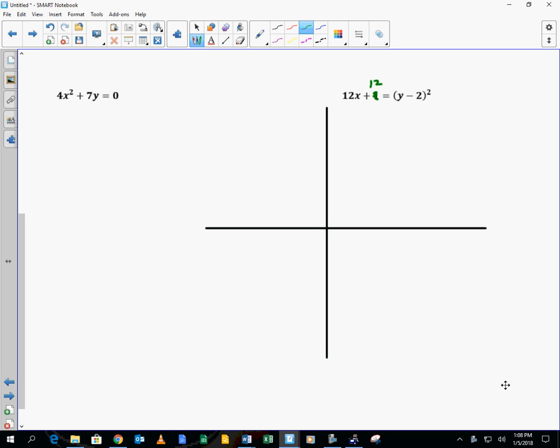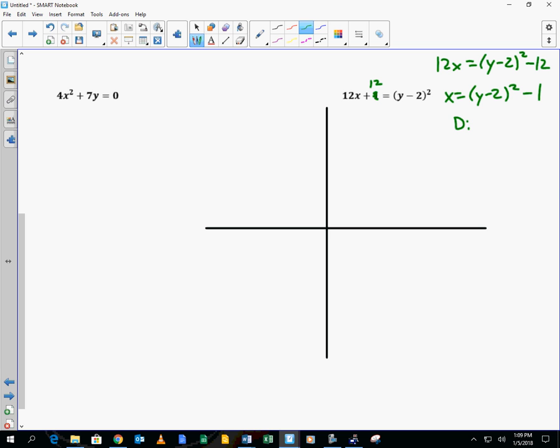So I'm going to solve for x. I have 12x is equal to the quantity y minus 2 squared minus 12. I divide by the 12. X equals y minus 2 quantity squared minus 1. So it is a horizontal parabola. Let's identify the appropriate characteristics.